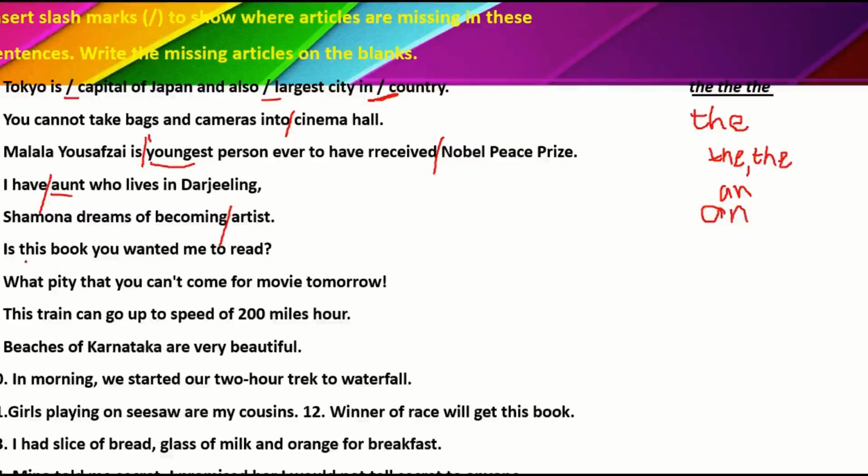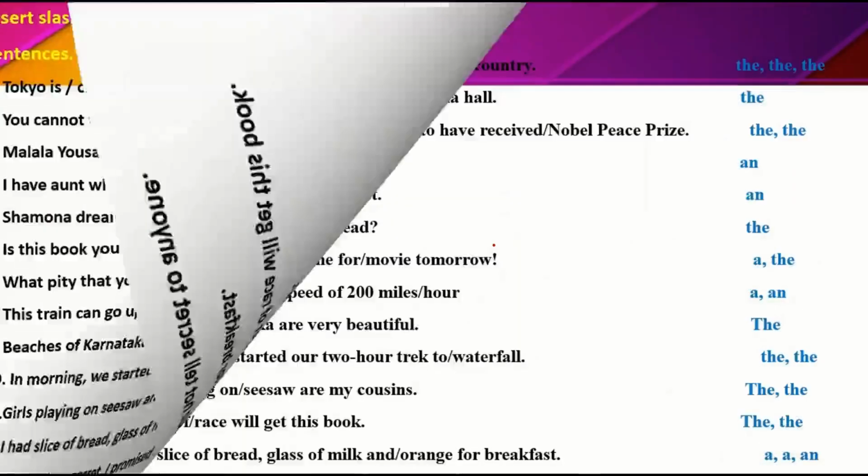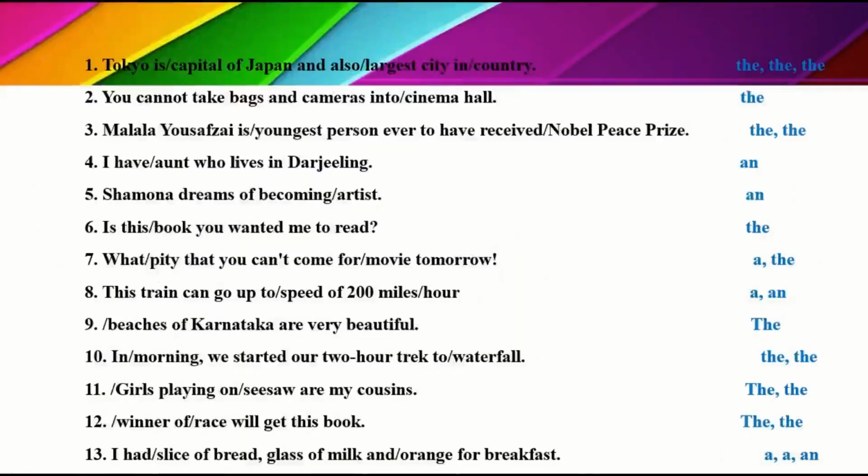So, like that, you can do the exercise number 6 to 14. Please do it fast. You have to put the slashes and also write the missing word, the missing article there. You have to put the slashes and write the proper article over here. Please do it fast from 6 to 14. Now, here are the answers. Please check your answers.